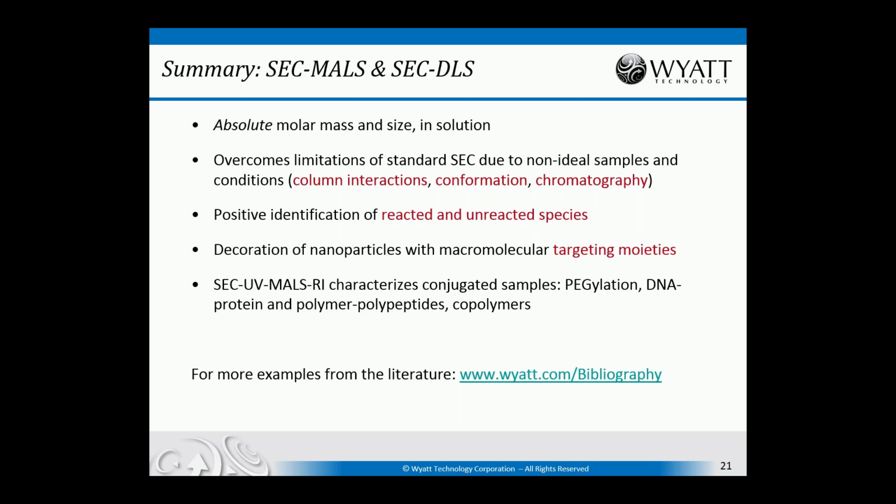It can give you positive identification of reacted and unreacted species. And also using the conjugate analysis, we can look at decorated nanoparticles, as well as pegylation, DNA, protein, and other types of copolymers and covalent complexes. If you'd like to look at some additional examples, we have on our website under wyatt.com/bibliography a searchable bibliography of peer-reviewed articles that utilize our instruments to make these measurements. Feel free to search that and find how your colleagues have been using light scattering detectors to make these measurements.